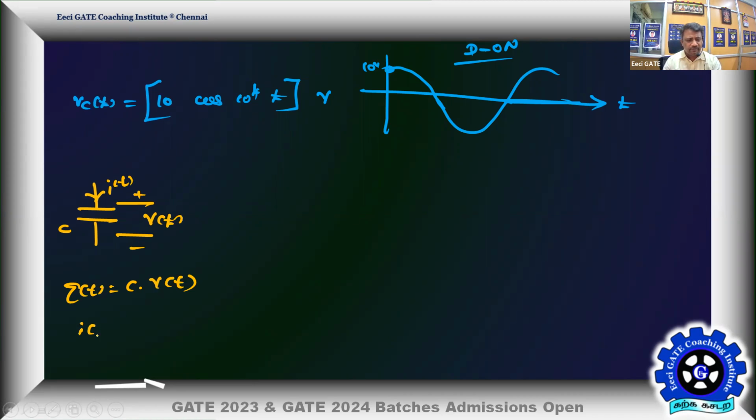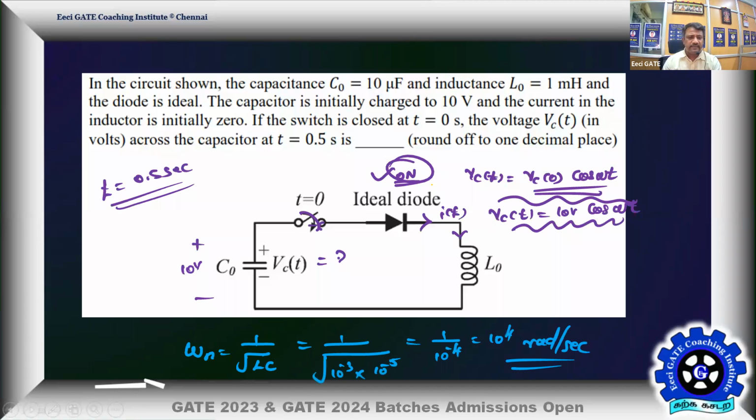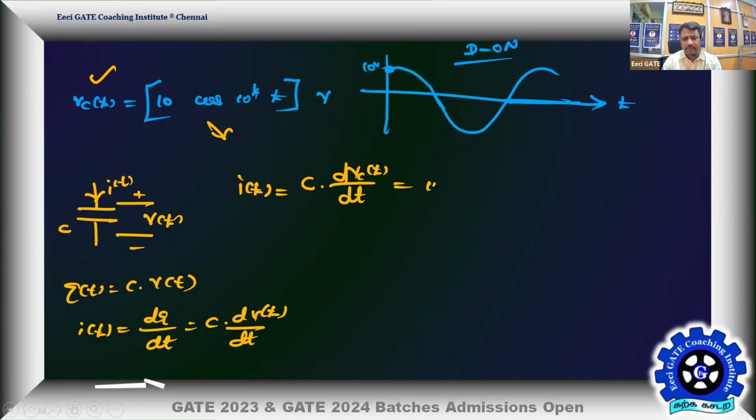So we write I of t as dq by dt, which is going to be C into dV by dt. Why am I writing this expression? Because we know the voltage across the capacitor. From this, we can find the discharging current I of t. What is I of t then? It is C into dV by dt, which is nothing but dVc of t. What is C given? C is given as 10 microfarad, so take it as 10 power minus 5, into d by dt of 10 cos 10 power 4 t volts.